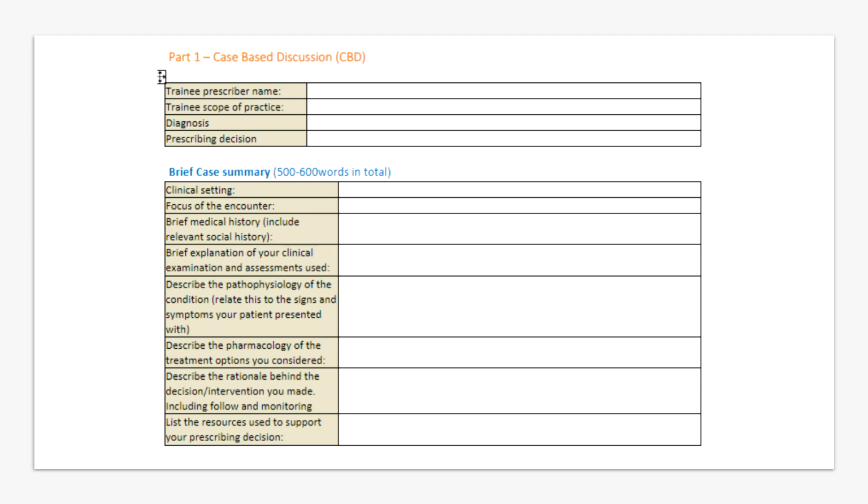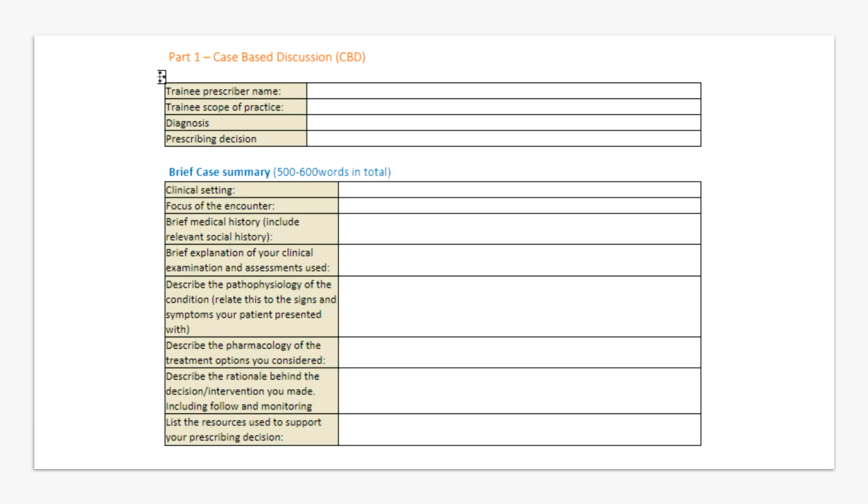This part 1 should be completed by the trainee, if you can, prior to the case-based discussion. It should include the clinical setting. So is it in a GP practice, in a clinic? Is it an outpatient clinic in a hospital? Is it in a private practice? It should also include the focus of the encounter.